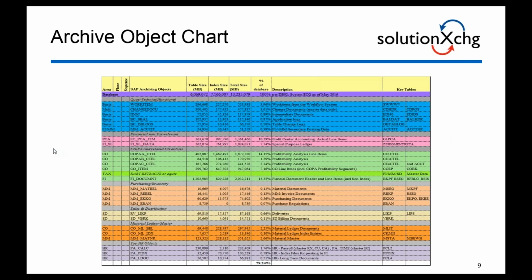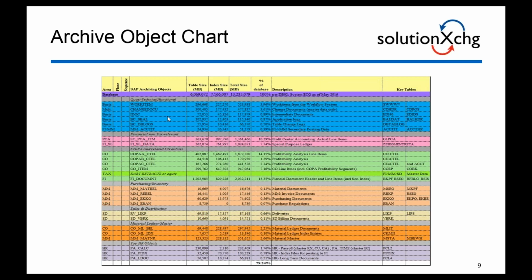The archive object chart that we're seeing right here is an example of an archive strategy moving forward. Each color that you see is a phase within the project. A Big Bang approach does not fly in archiving. There's not enough background processes in the system. You really want to phase out your project, and do 4 or 5 archive objects within each phase.